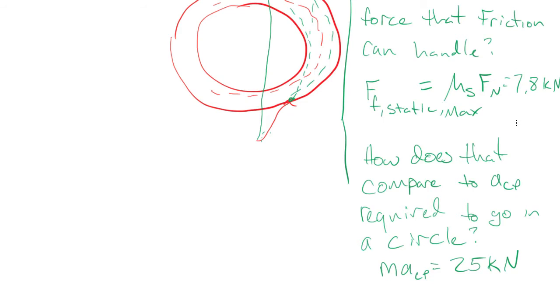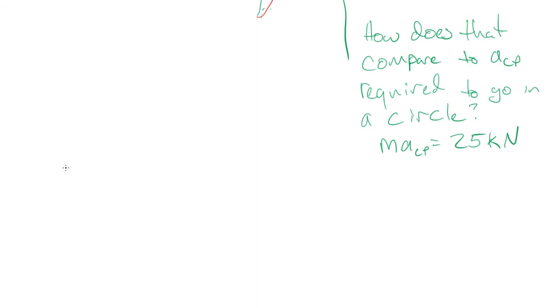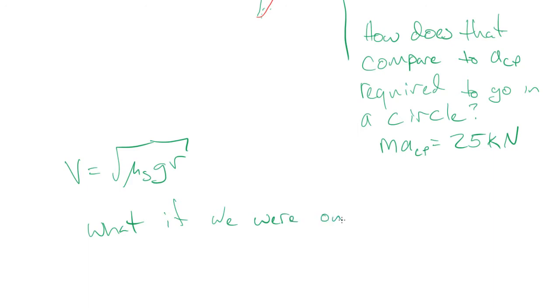All right, so another thing that we can get from this equation, so let me write it down over here. We have v equal to the square root of mu sub s times g times r. The value that I gave you of 0.8 was sort of like a dry road. What if we were on ice? A coefficient of static friction for ice with tires could be something like 0.2.